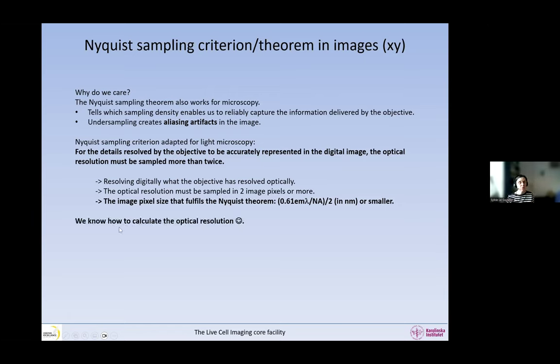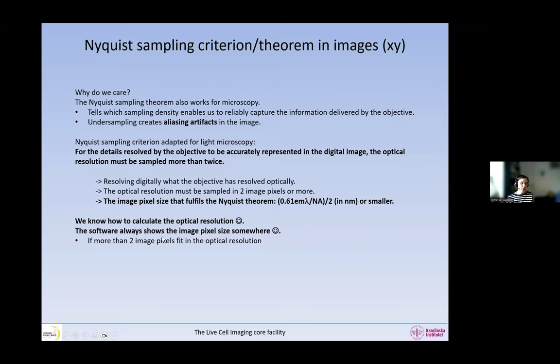So we know now how to calculate the optical resolution, right? 0.61 lambda divided by NA, so that we have practiced a lot. And the software most of the time shows you what the image pixel size is. So that is very useful. You're going to have to go back to your software and figure out where you can see the pixel size in your image.